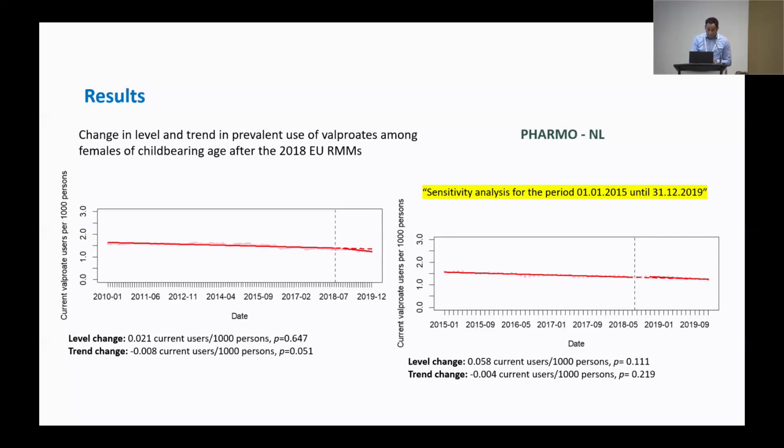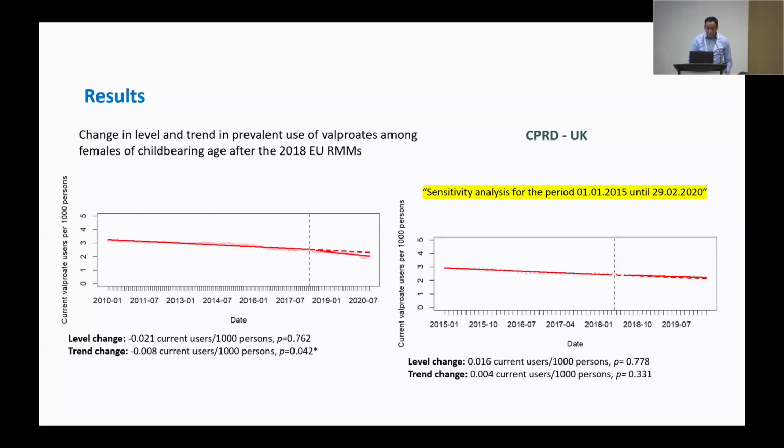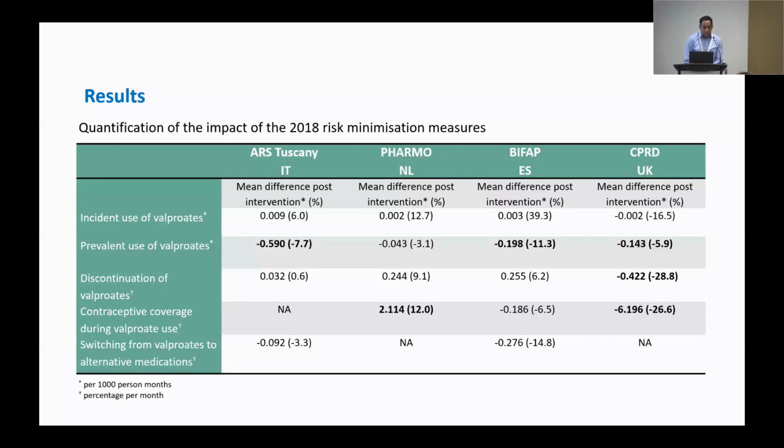In Pharmo Netherlands, we had a marginal decline in trend in valproate use in the main analysis and non-significant changes in the sensitivity analysis. This is the Spanish results from BFOP. We still had a significant decline in prevalent use after the intervention, which remained the same, also added to the significant decline in level in the sensitivity analysis. And in CPRD, we also had a significant decline after the intervention in trend of valproate use, but non-significant changes in the sensitivity analysis.